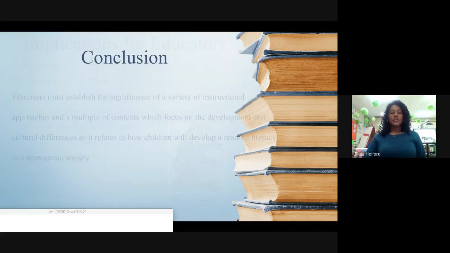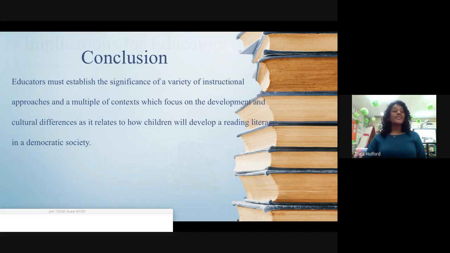So, the conclusion is educators must establish the significance of a variety of instructional approaches and multiple contexts which focus on the development and cultural differences as it relates to how children will develop a reading literacy in a democratic society.